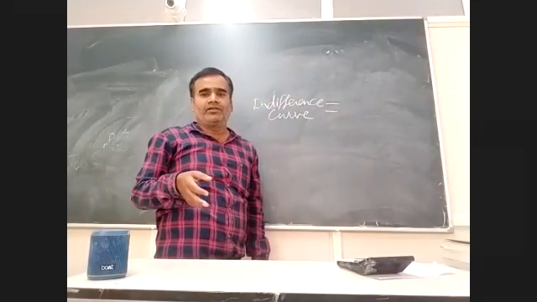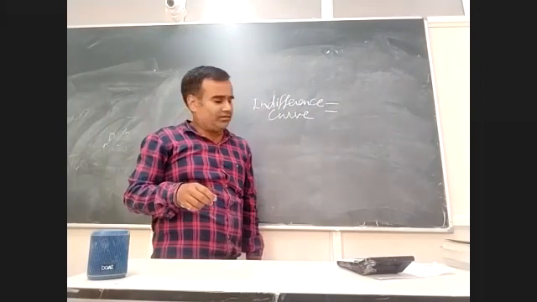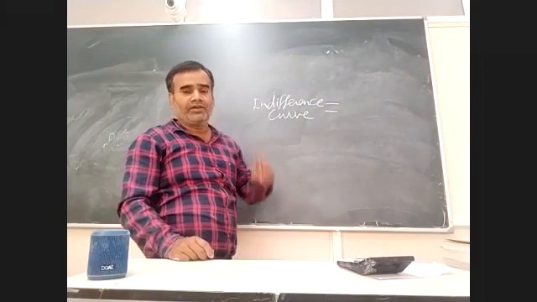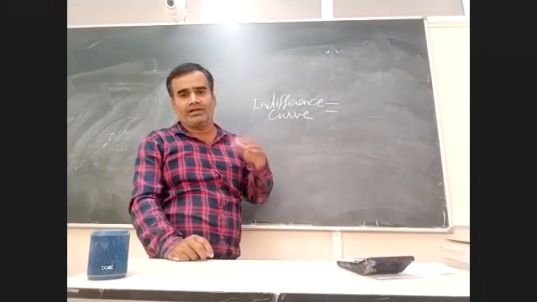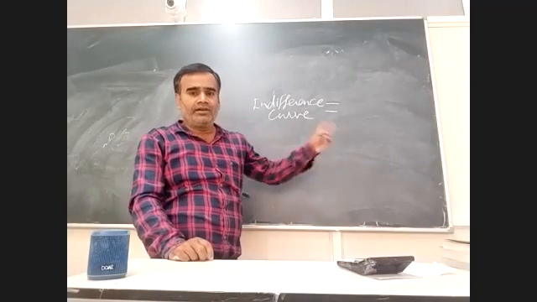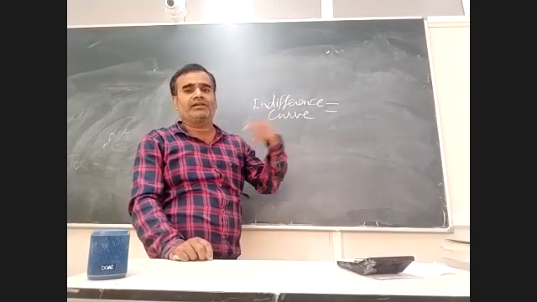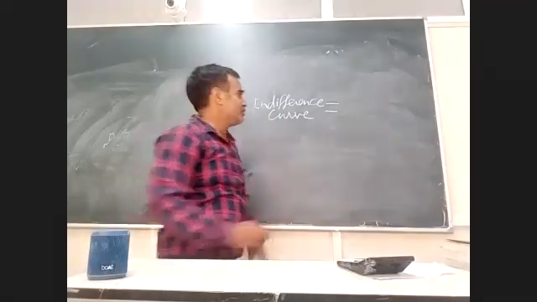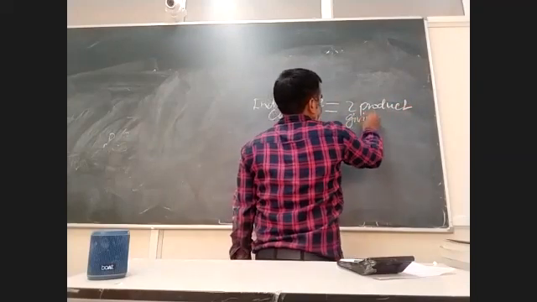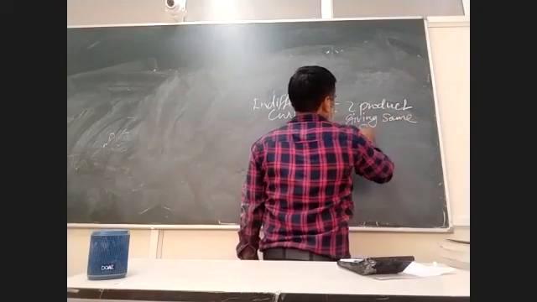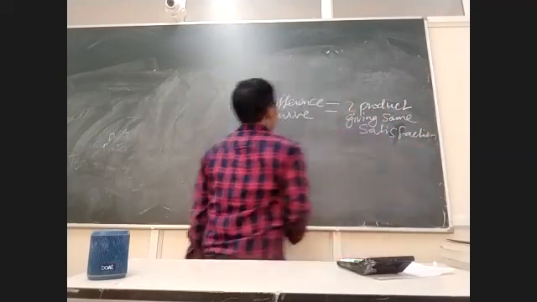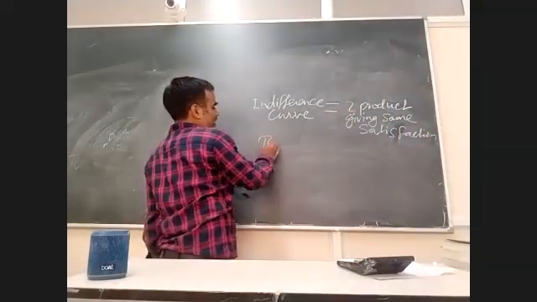Even in the first chapter, when we studied the production possibility frontier, we studied two products that an economy can produce with given resources and technology. There also we took the example of two products. In the indifference curve, a combination of two products gives the same level of satisfaction. And then we are studying budget set or budget line.